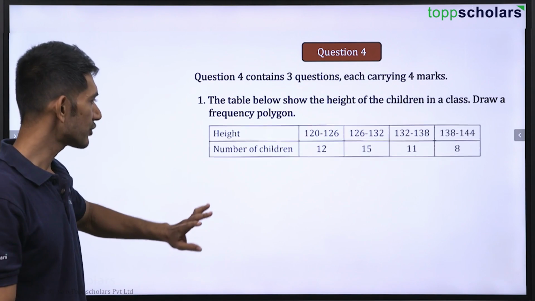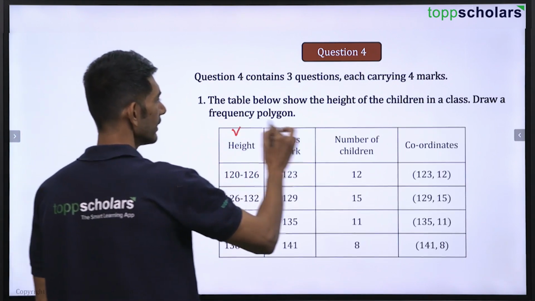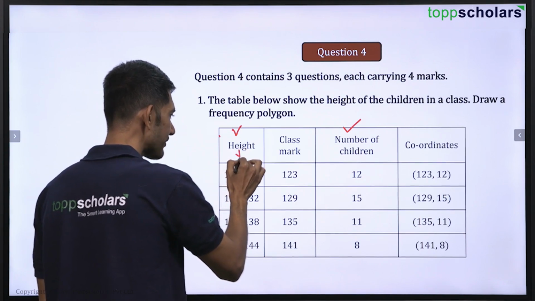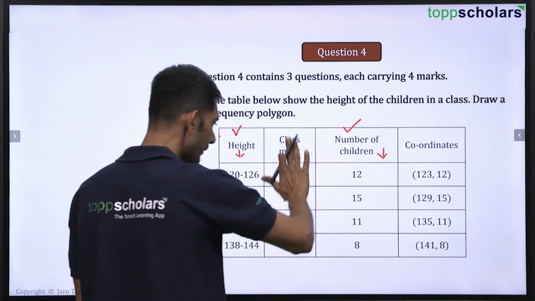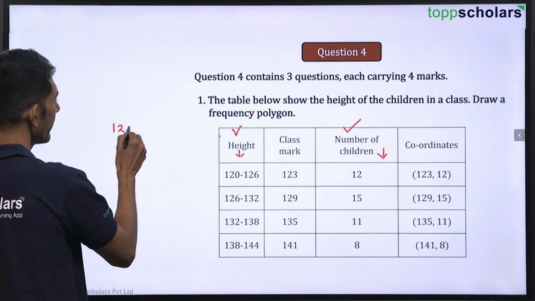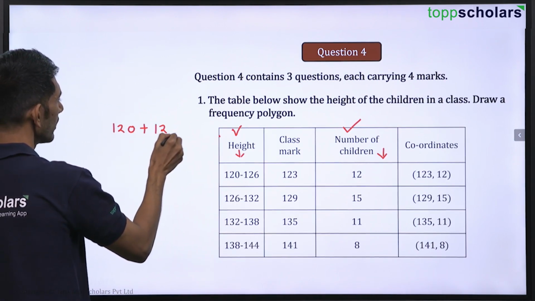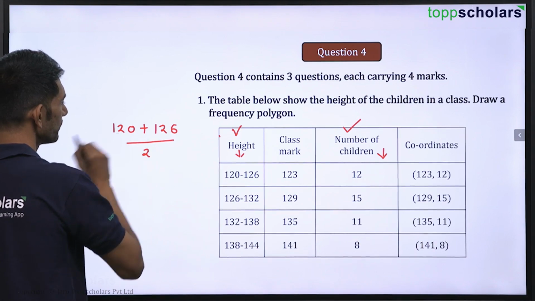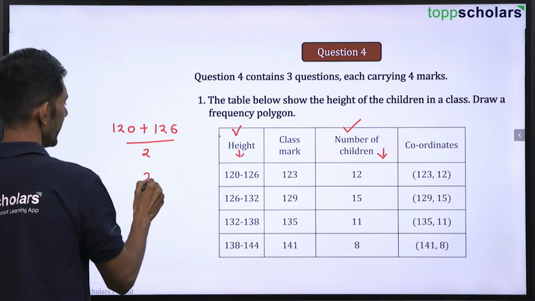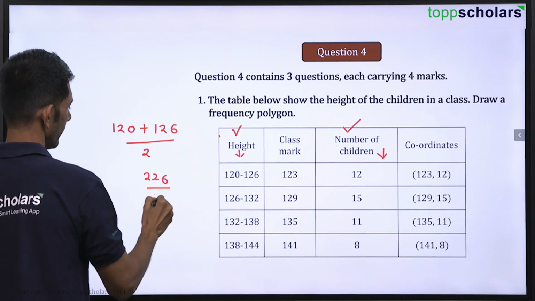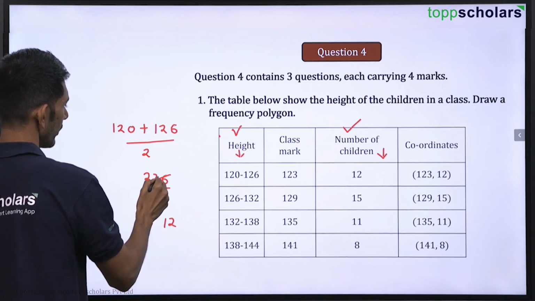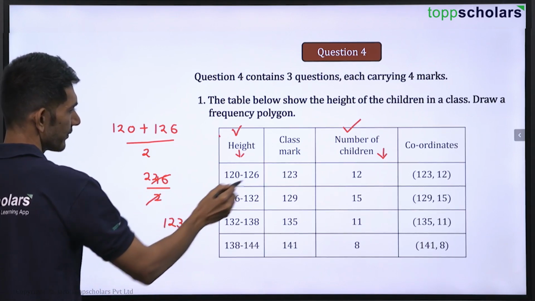The height is given, the number of children is given. These two columns stay as they are. How do we find out the class mark? Class mark is lower limit plus upper limit divided by 2. That is 120 plus 126 divided by 2. Correct? The middle number basically. That is 246 divided by 2, that is 123.